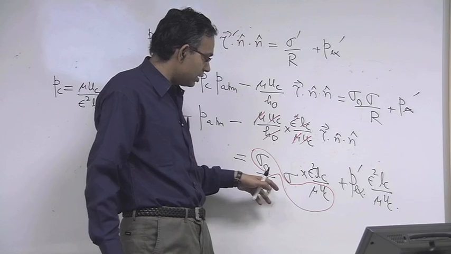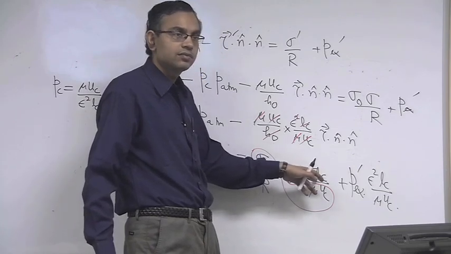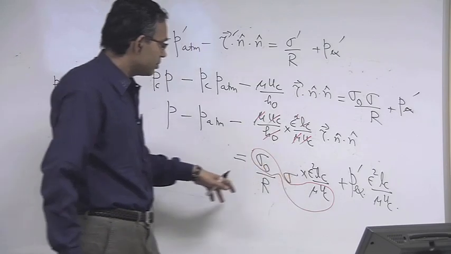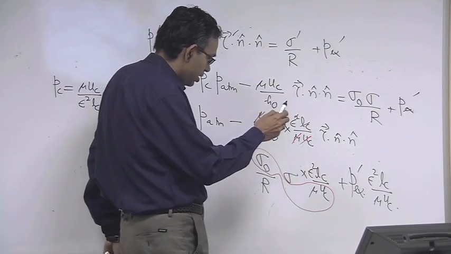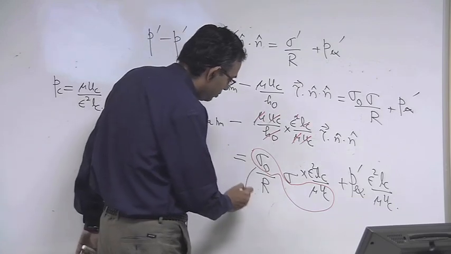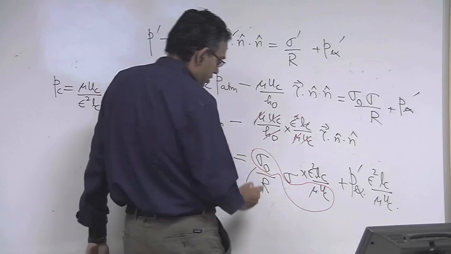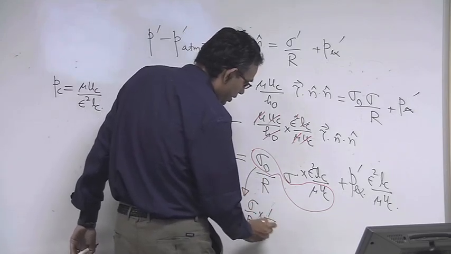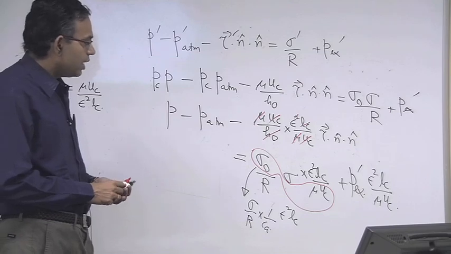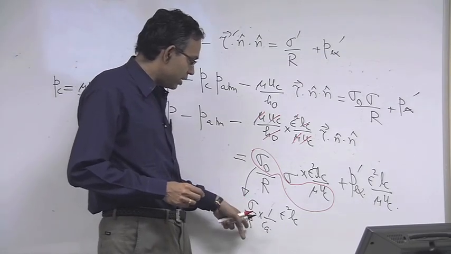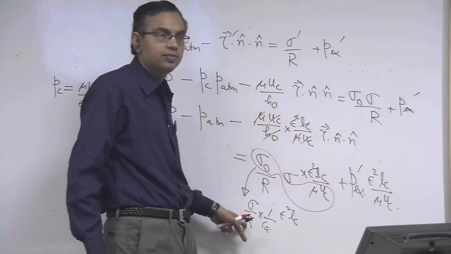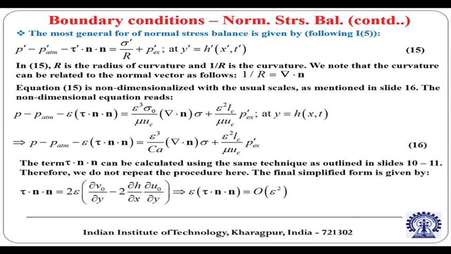Now, to non dimensionalize R, if we define a non dimensional R as R by Lc or Lc by R, whatever, then this will become epsilon cube. It depends on how we actually non dimensionalize, so better we keep it in this form: sigma by R into 1 by capillary number into epsilon square Lc. You can make a suitable choice of the non dimensional R such that this epsilon square you can absorb through Lc by R, and it becomes epsilon cube. That is what is shown in the slide, but again it depends on the choice.